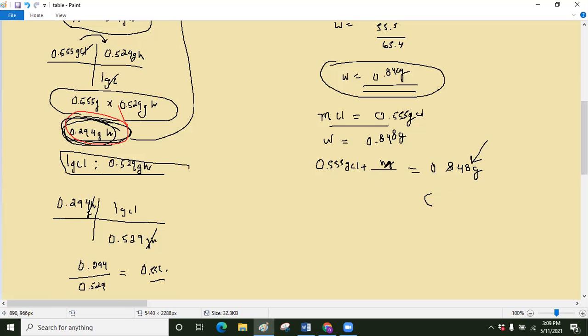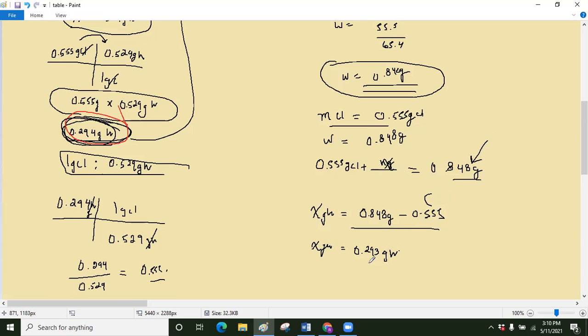And so you could just think of this as being X, right? And then you could solve for your X amount of grams of hydrogen as being 0.848 grams of your total minus 0.555 grams of chlorine. And if you were to do this here, you would figure out that your hydrogen actually comes up to being 0.293 grams of hydrogen.